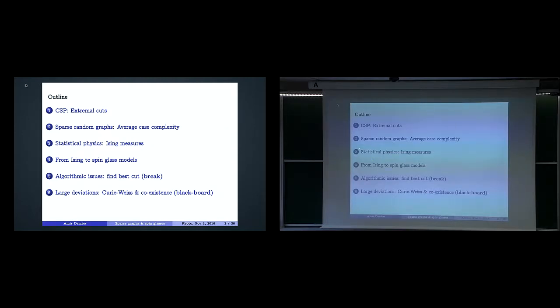Then the connection with statistical physics will come through the connection between extremal cut and Ising measures, specifically anti-ferromagnetic Ising. Then part four will be the mathematical result, how to connect the Ising problem on a sparse graph with a spin glass model on a complete graph. That's where I will go over the proof of the theorem that I mentioned to you at the end of last time, and I will repeat it again. Then there will be a break.